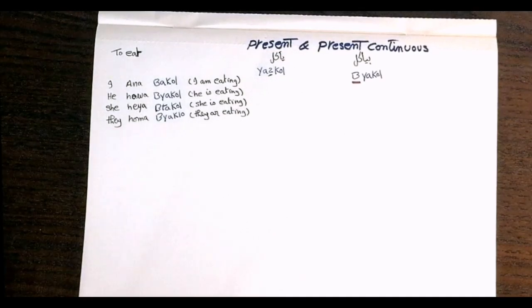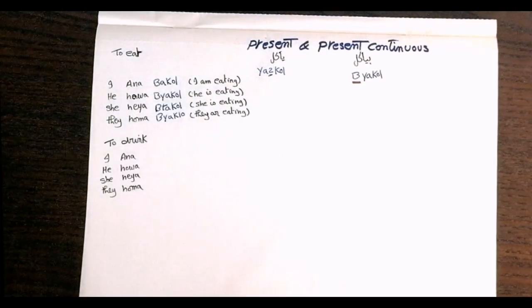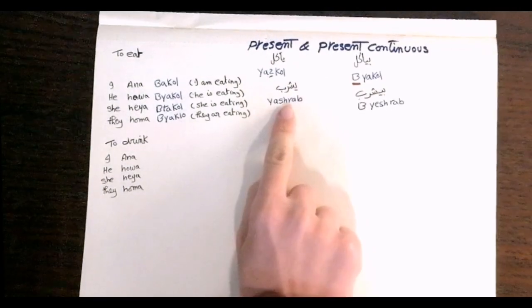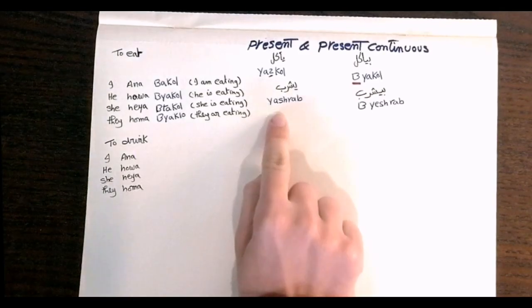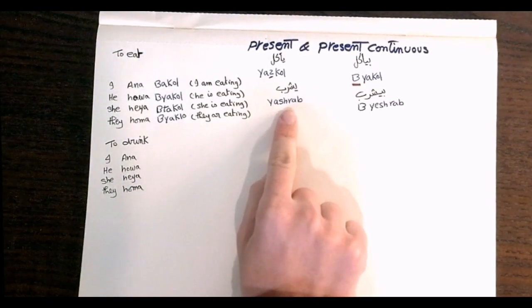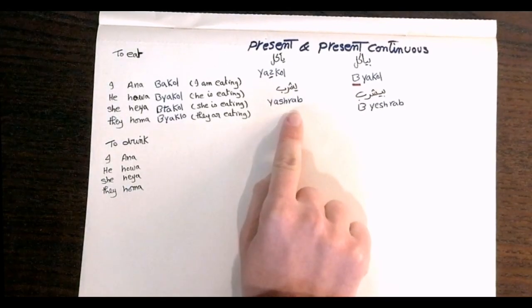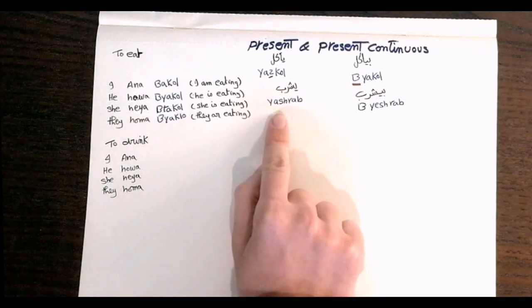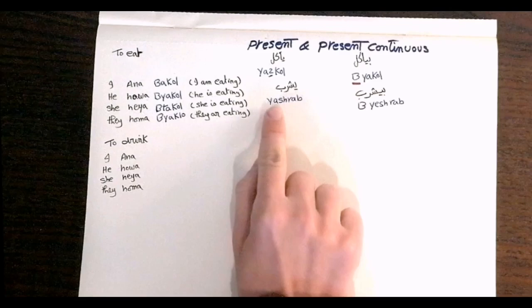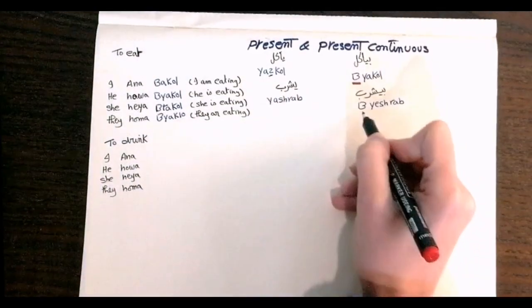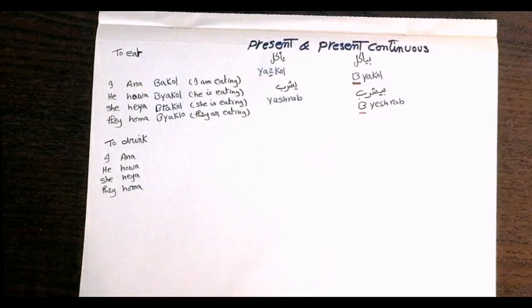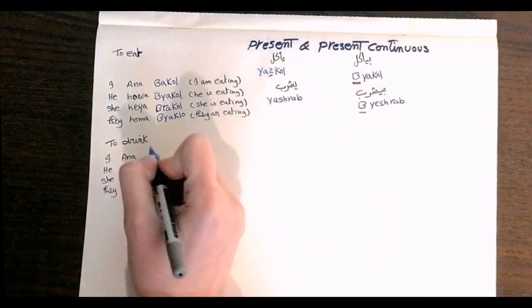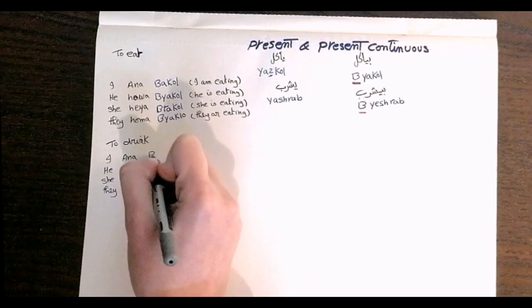Now let's try another verb. For instance, to drink. The verb to drink is يشرب. Again, this is how we pronounce the word يشرب in MSA. So it's يشرب. If we were to say this in Egyptian Arabic, it's يشرب. So an E instead of an A. And again, the present continuous starts with the B. بيشرب. So أنا بشرب.